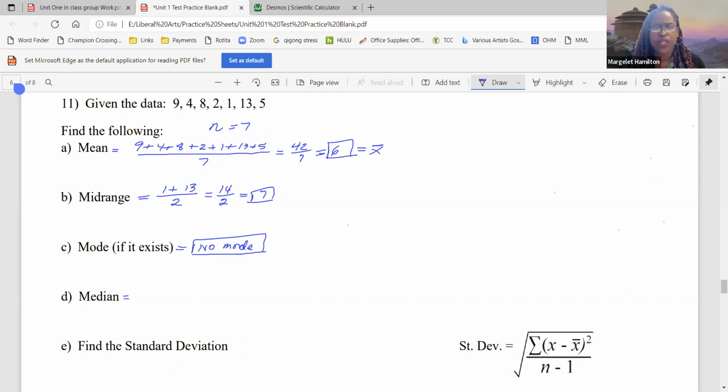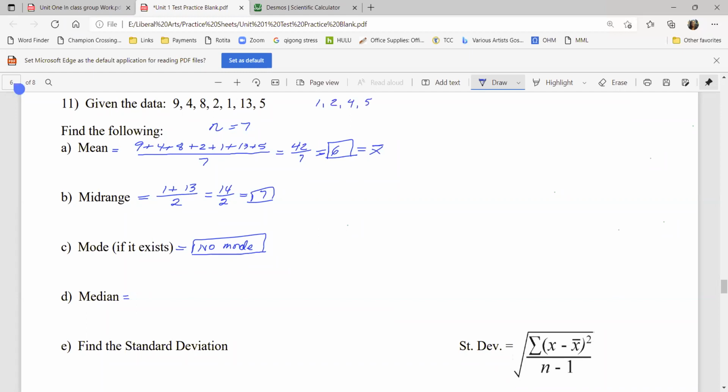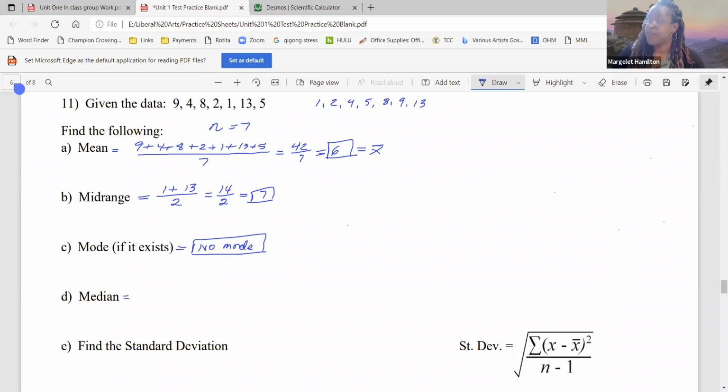Let's go ahead and put it in order, starting with 1. And then what else? 2. 4. 5, 8, 9, and 13. And you know what makes me feel good in my spirit? When I have to rank the stuff, I got to count it just to make sure I got everything. So here's 1, 2, 3, 4, 5, 6, 7. We know we got 7 things. Here we got 1, 2, 3, 4, 5, 6, 7. I feel good in my spirit.